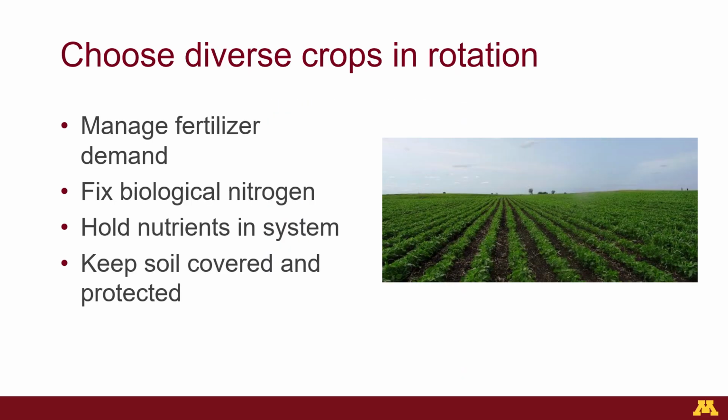When building an organic rotation, you will choose diverse crops that can carry out diverse soil building functions. By carefully choosing crops for your rotation, you can manage fertilizer demand. For example, by balancing heavy-feeding crops with more modest nutrient needs. A good rotation can also facilitate biological nitrogen fixation, hold nutrients in your system, and keep your soils covered and protected. You will notice that a diversity of crops in your rotation addresses many of the fertility principles of organic agriculture.